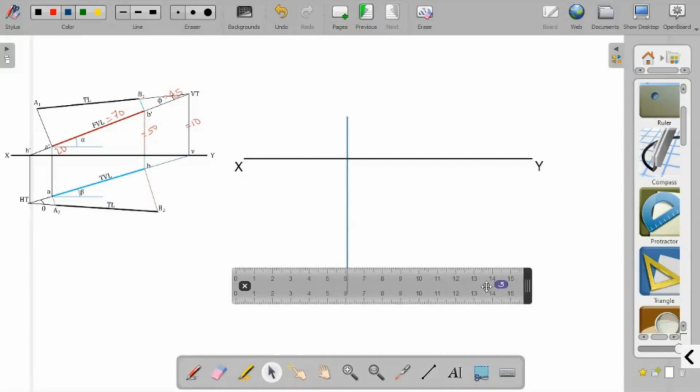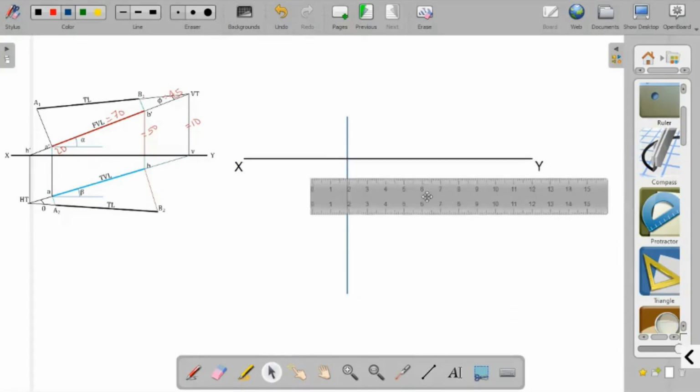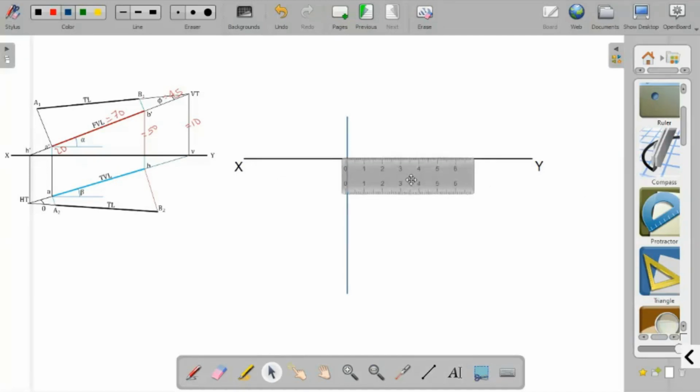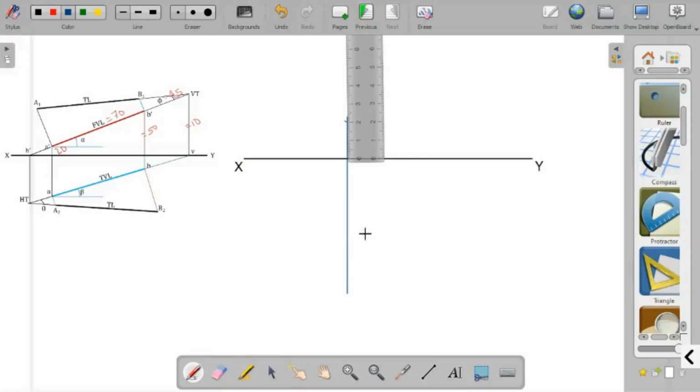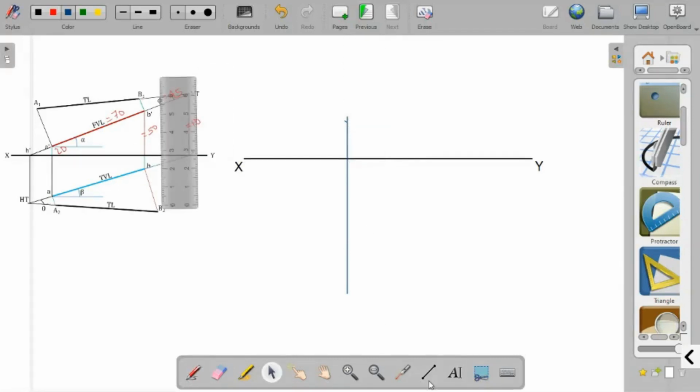So then, with this one I need to mark 20 millimeter. This is 20 millimeter above. This point is point A dash. Now 50 millimeter above, so that distance.